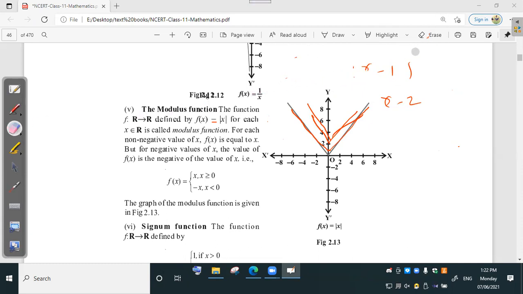So this is a modulus function. We used to say absolute value in previous classes. Now it is called the modulus function, and its graph will be like this, a V shape. Okay.